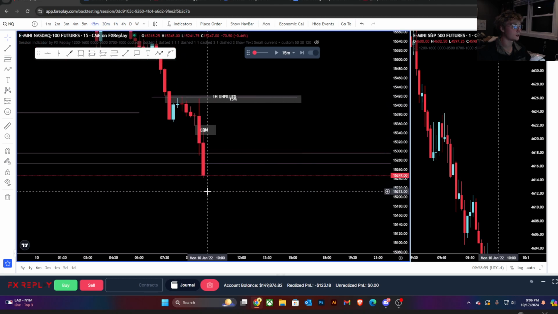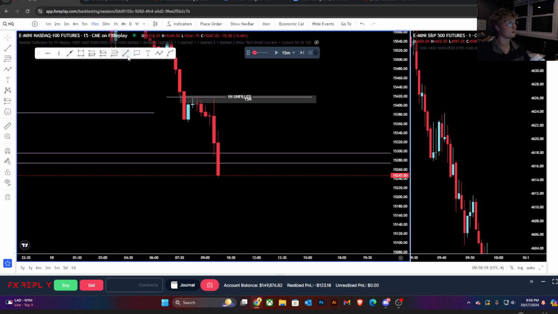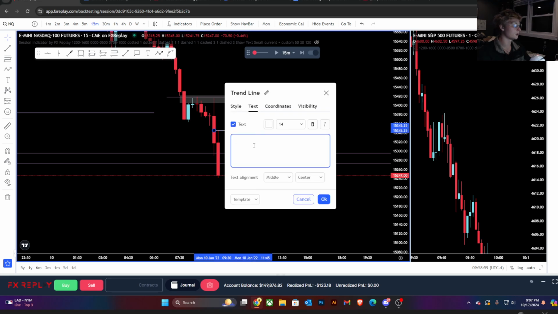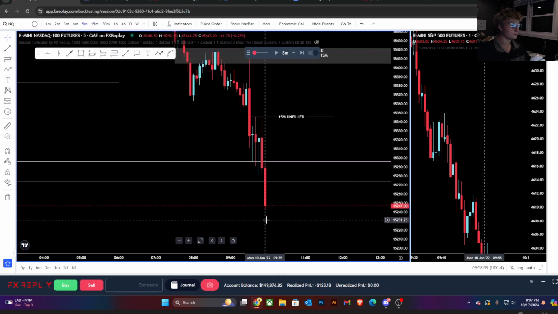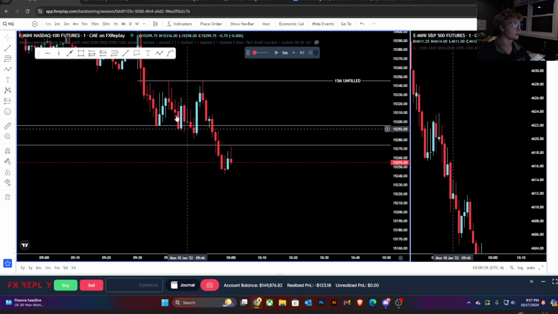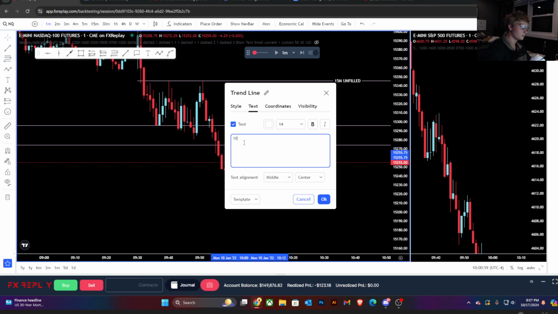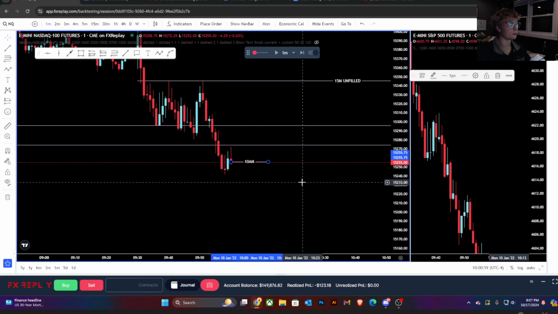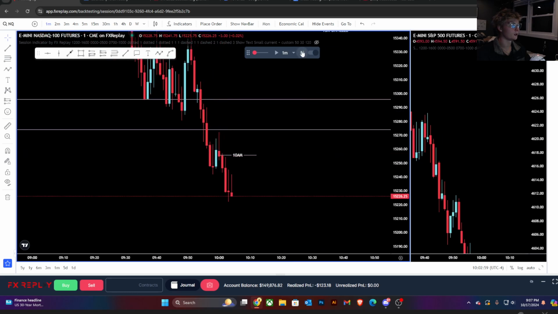Let's see, what time does this close? 10 a.m. Alright. So we're also going to have an unfilled 15 minute right here, which is going to be a really good target. So yeah, 10 a.m. See how 10 a.m. opens up here. Mark this up. See if we can get open low, high close. Our nice open low.